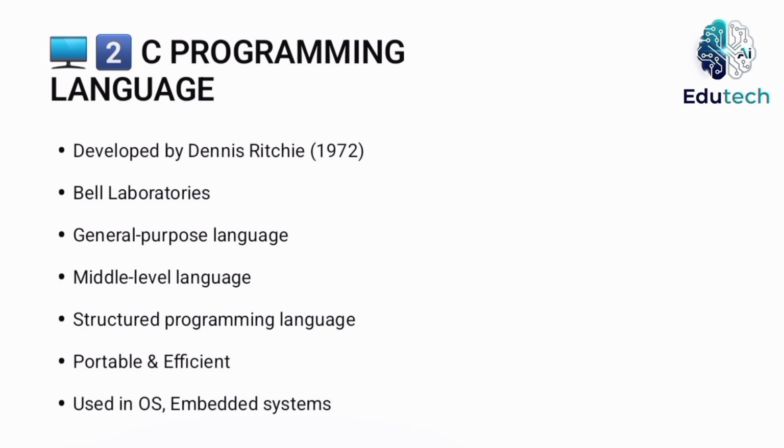What is C programming language? C is a general purpose programming language developed by Dennis Ritchie in the year 1972 at Bell Laboratories. It is considered a middle level programming language because it combines features of both high level and low level languages. C allows programmers to write efficient and fast programs while also providing access to low level memory manipulation using pointers.